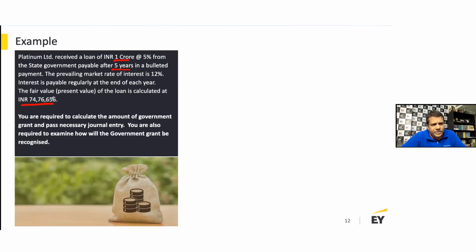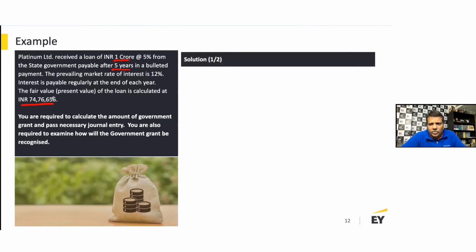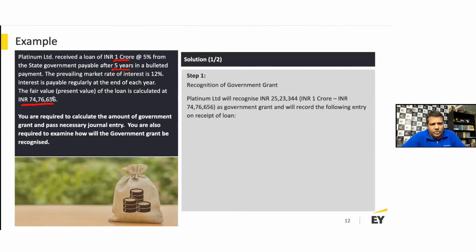It's fairly simple. The total value which I received is 1 crore. The present value is 74,76,656. The difference is nothing but the amount of government grant, which is what this is suggesting. So Platinum Limited will recognize INR 25,23,344 as government grant, and will record the following entry on the receipt of the loan. The cash is coming in, right? The bank account is debited by 1 crore.